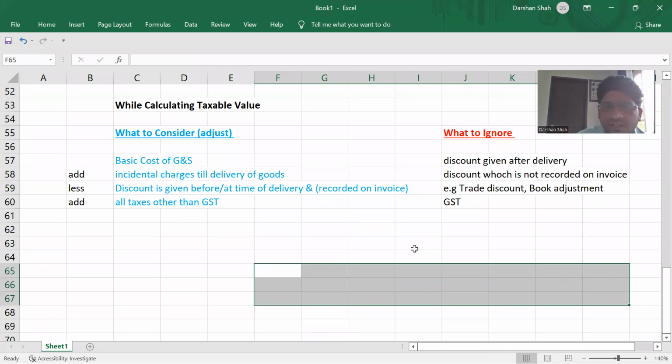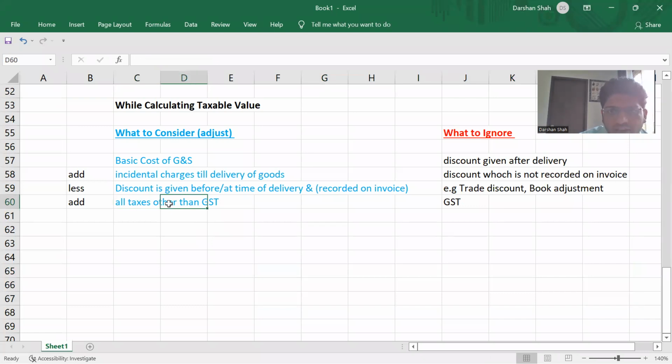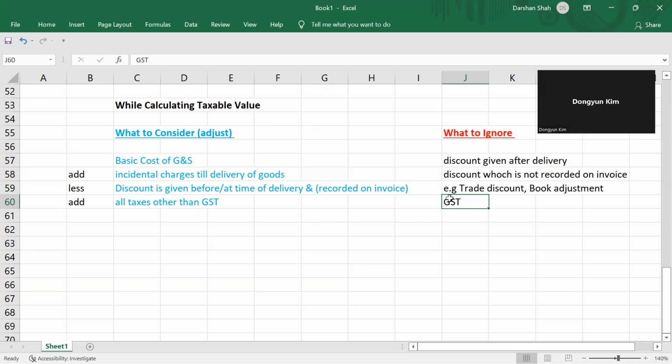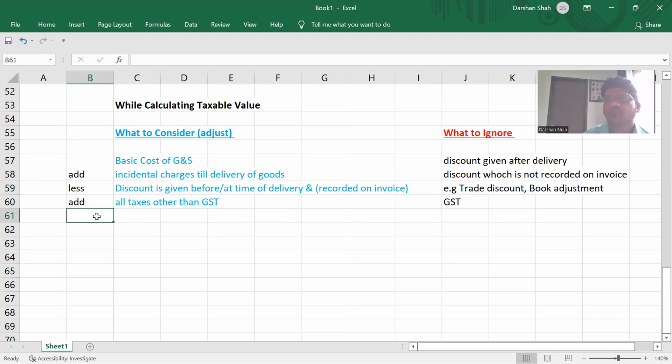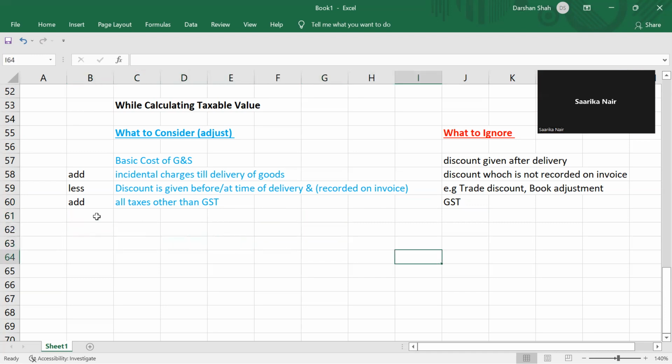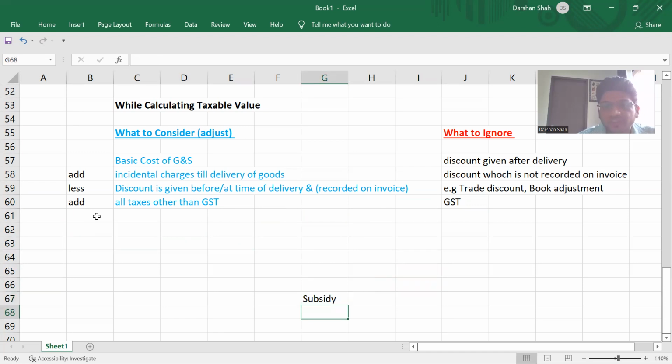All right, let us see the next thing. So now what to consider? All taxes other than GST you have to consider, and GST you have to just ignore while calculating taxable value. Okay, it will be again treated separately in input tax credit. Okay, that is another chapter. ITC is another chapter. We'll see that separately. Okay, till here, no doubt, guys. No doubt till here. No, sir.